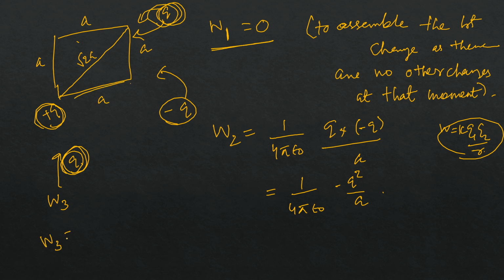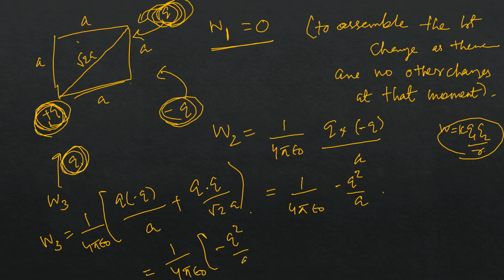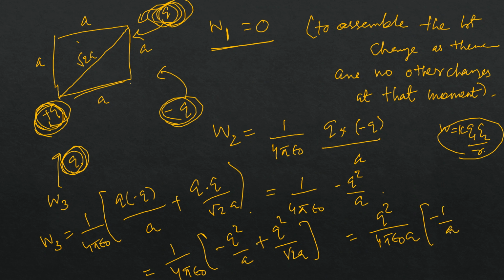So W3 will be 1 by 4 pi epsilon naught times the work done between these two: Q into minus Q by the distance a, plus Q into Q by the distance root 2a. Is that clear? So this will be 1 by 4 pi epsilon naught, minus Q square by a plus Q square by root 2a. If I take Q square by a common, it is Q square by 4 pi epsilon naught a times minus 1 plus 1 by root 2. Is that right? Okay.